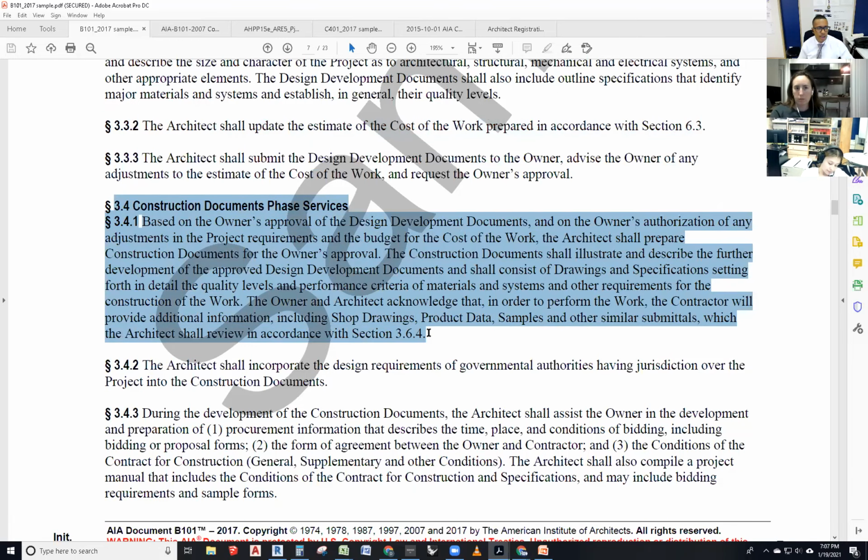Okay, this one's going to take a little time. So based on the owner's approval, thank you, Miranda, that's the first thing we need to get, of the design development documents and/or the owner's authorization of any adjustments in the project requirements and the budget for the cost of the work, if they actually increased it by $500,000, then we proceed. The architect shall prepare construction documents for the owner's approval.